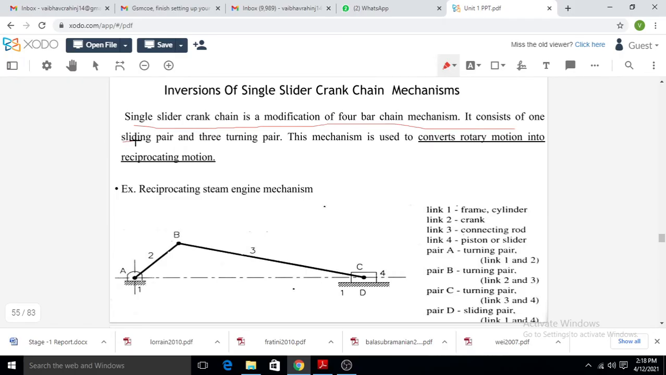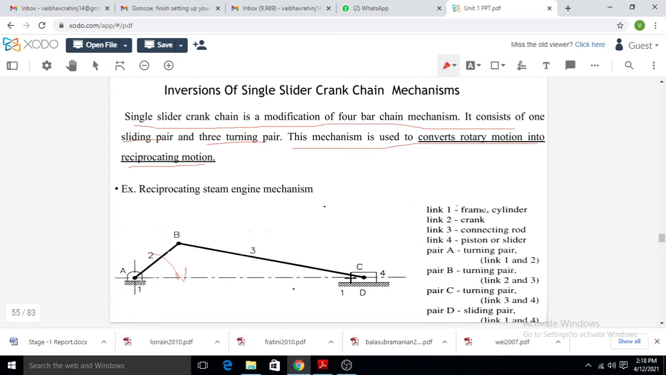It consists of one sliding pair and 3 turning pairs. This mechanism is used to convert rotary motion into reciprocating motion. If we consider this image, here is a single slider crank mechanism. As this crank is rotated in this direction, this slider will slide along this frame.